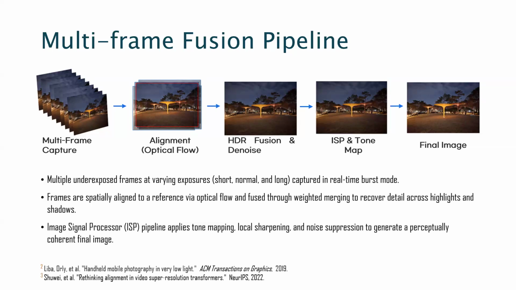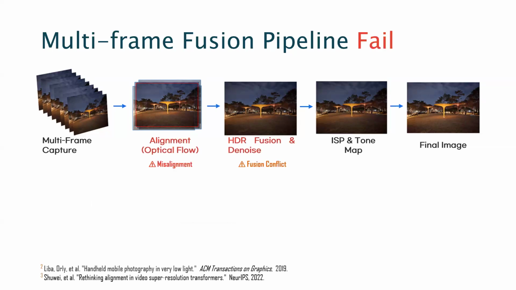Lastly, the image signal processor, the ISP, performs tone mapping, local sharpening, and noise suppression to generate the final coherent image in which all the images, all the lights, everything has been aligned. But what happens if the alignment optical flow collapses? Or what happens if the HDR fusion or the denoise fails?